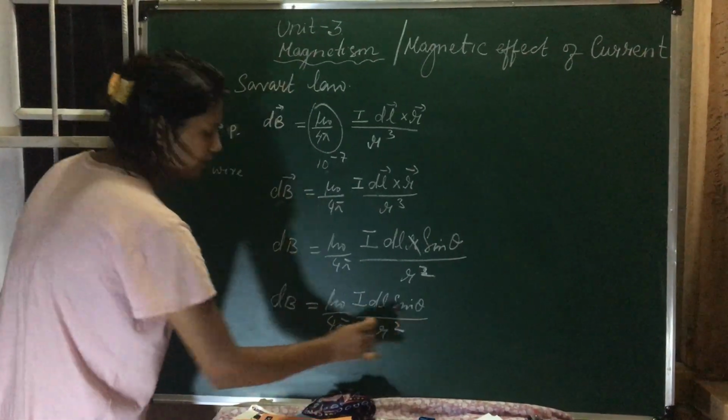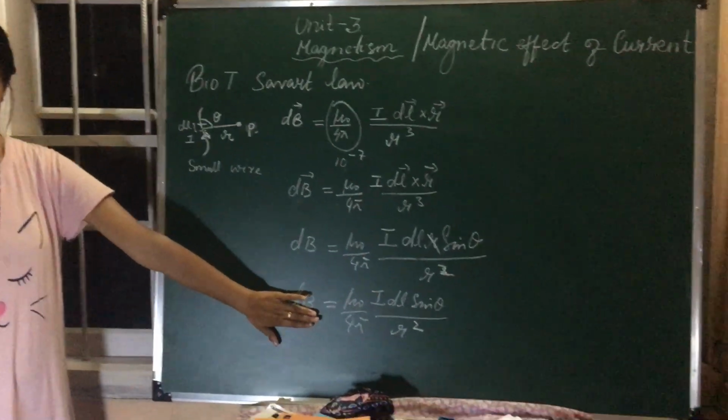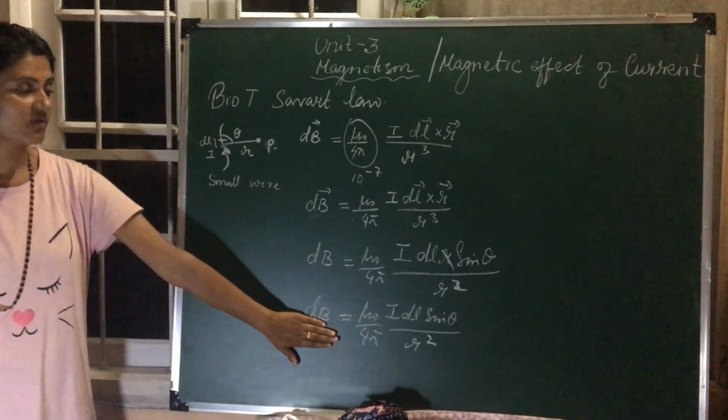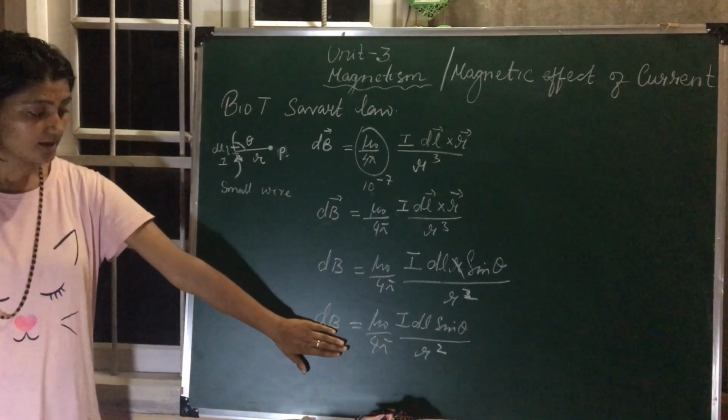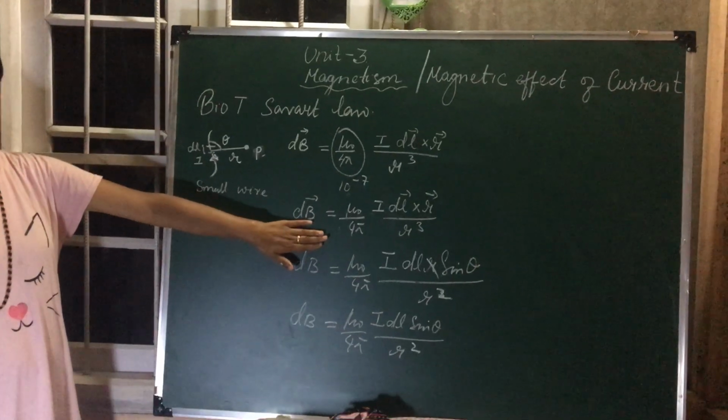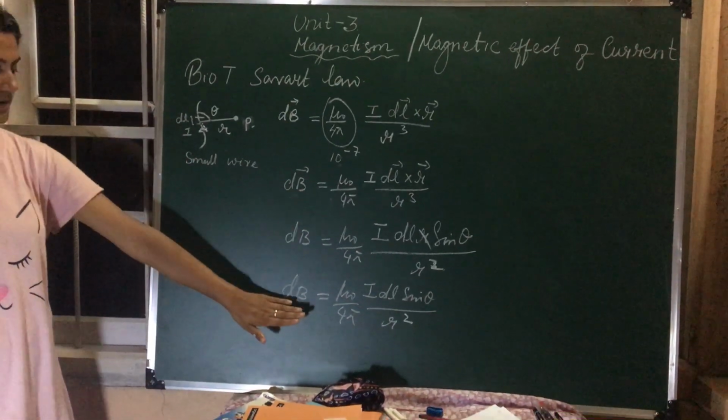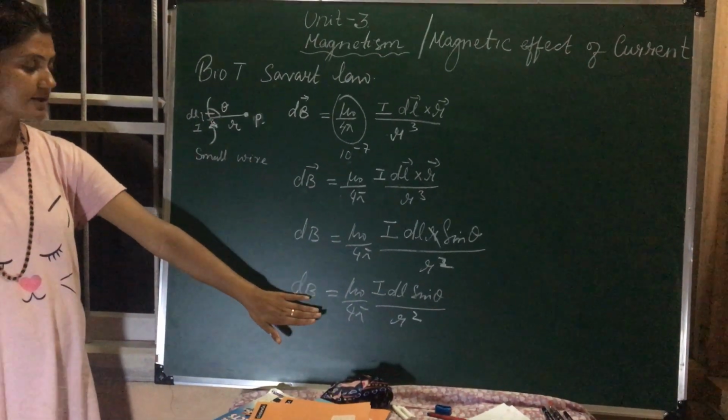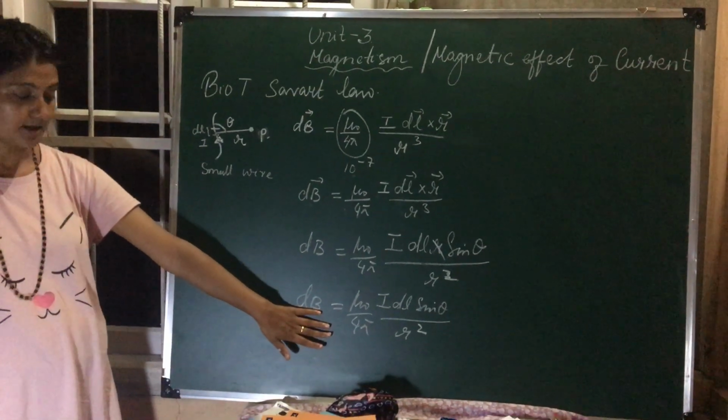This way we can find out the magnitude. However, the magnetic field in total is this one. Okay, this is the magnitude only. Now what is the direction of dB?